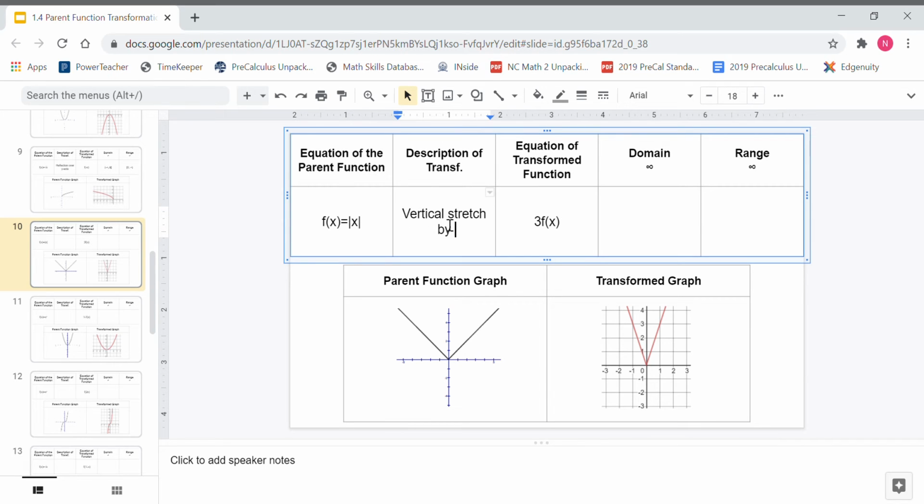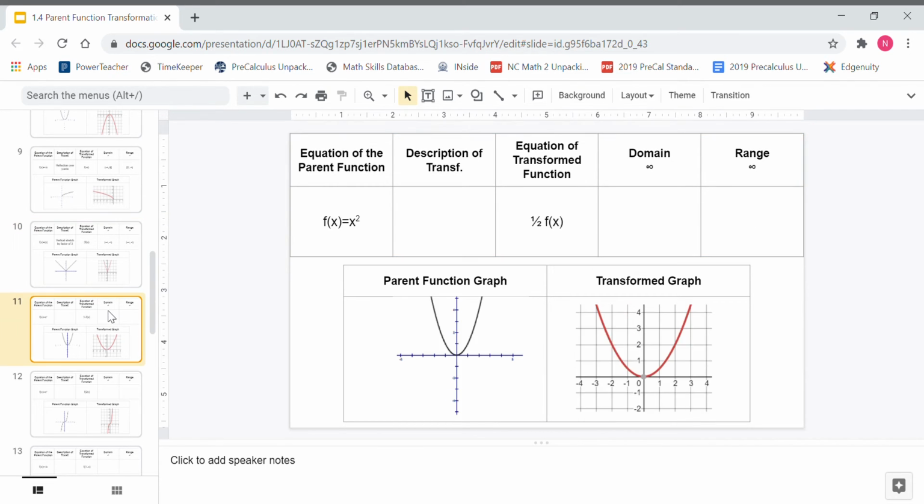And so since we've got a function 3 of f of x, we're going to say a vertical stretch by a factor of 3. And so stretches do not affect your domain and range, so this is where knowing your information comes in handy. And so if you're studying that reference sheet, that should help you out.